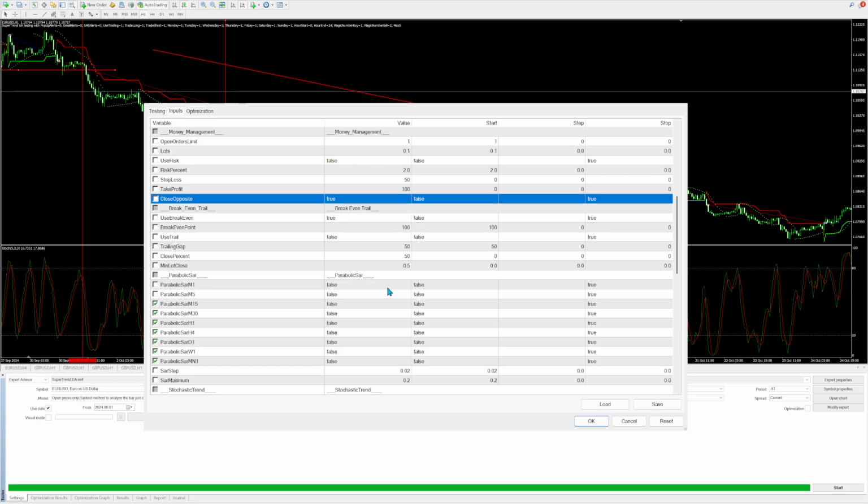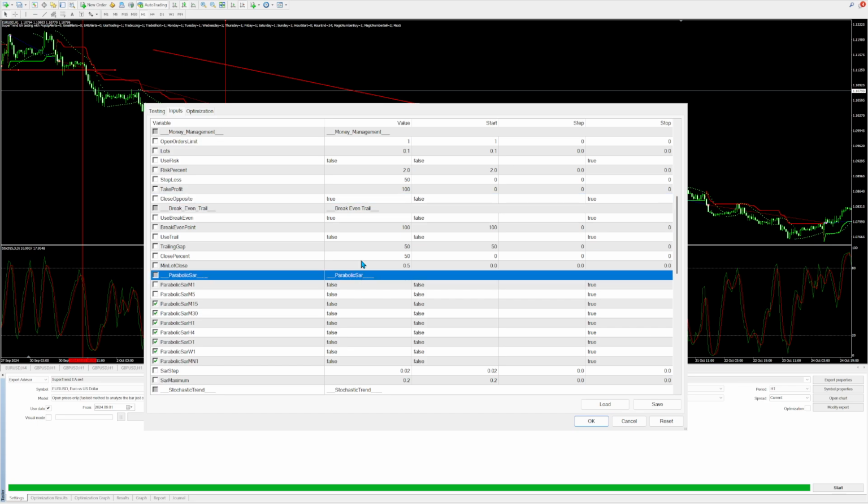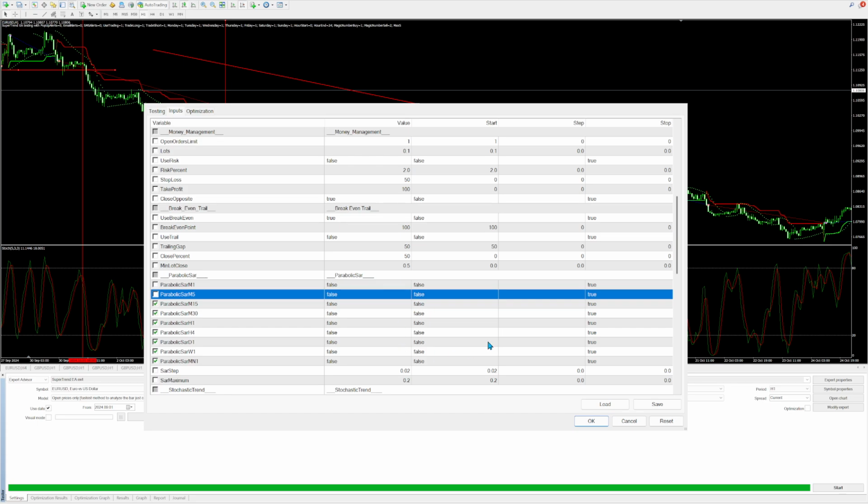Okay, now here's the nitty gritty of the EA, which is the strategy that it uses. So the parabolic SAR, as I've shown you on the chart there: price is below, sell; price is above, buy. That's how it works in this instance. Okay, so we've got M1 is 1 minute, M5 is 5 minute, M15 15 minute, M30 30 minute. We've got the 1 hour, the 4 hour, the daily, weekly, and monthly chart. So you can set them to true or false on any of these charts.